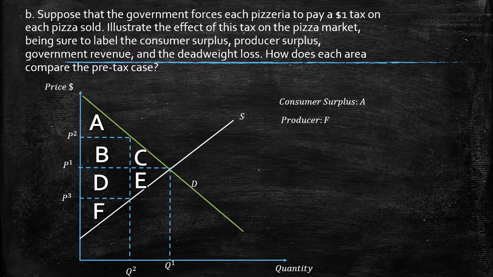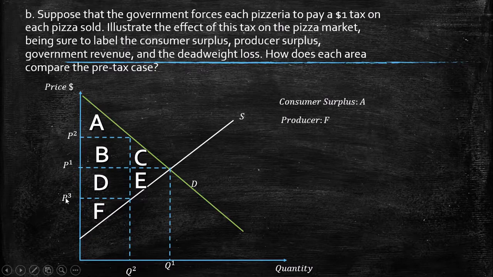What about the producers? In this case the producer surplus is going to be F. Remember, there are going to be companies or pizzerias around here that are willing to offer their pizzas at this price, which is lower than P3.